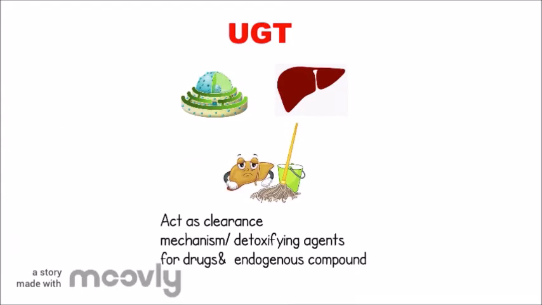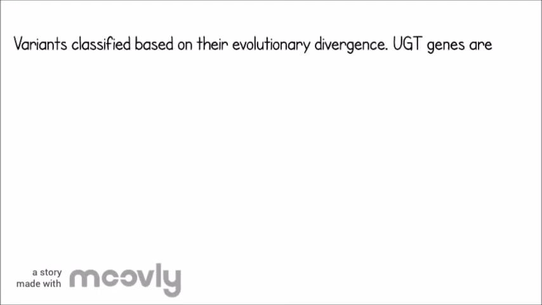The next example of DME is UGT. It is also mainly located in the endoplasmic reticulum and highly distributed in the liver. It acts as a clearance mechanism or detoxifying agent for drugs and endogenous compounds through a process known as glucuronidation. The UGT variants are classified based on their evolutionary divergence. UGT genes are included in 1A, 2A, and 2B subfamilies. The examples are as below.